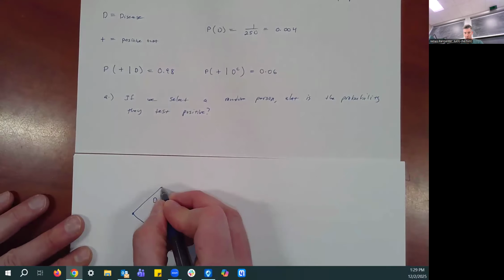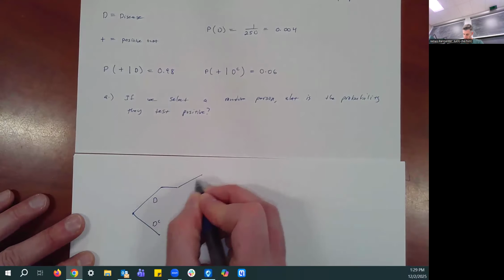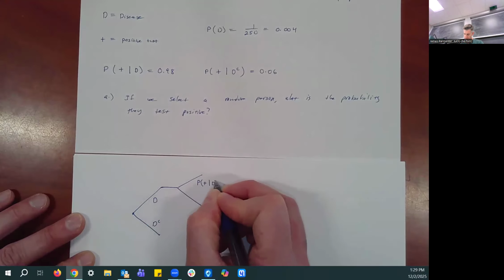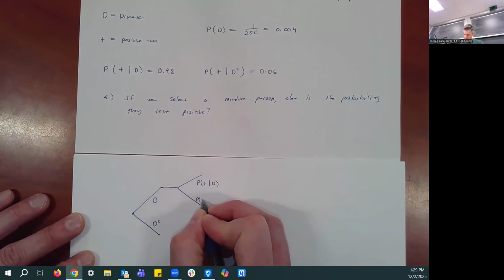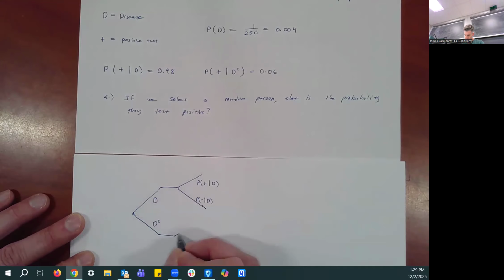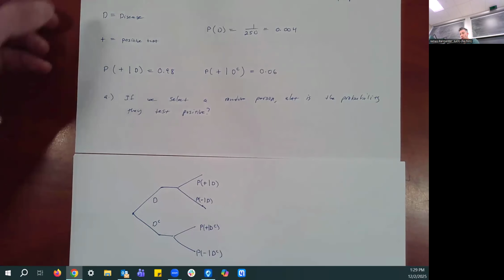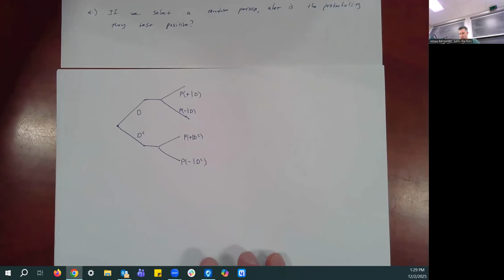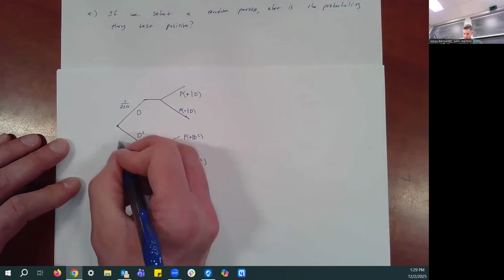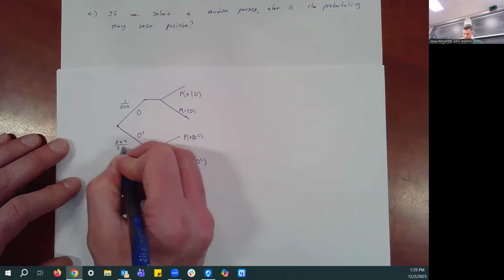And in my next branch, the person either tests positive given that they have the disease, or they test negative given that they have the disease. Or over here, they test positive given that they don't have the disease, or negative given that they don't have the disease. And we know all these probabilities. Probability of having the disease is 1 out of 250. Probability of not having it is 249 out of 250.